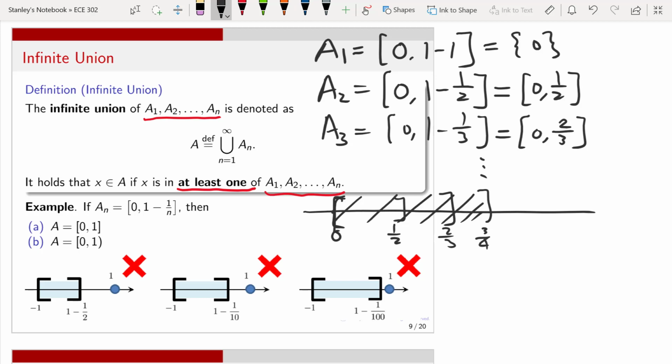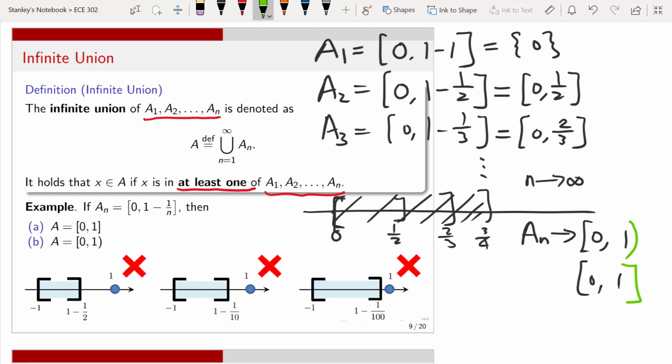Well, when n goes to infinity, then your set An is actually turning into 0, and then now this is certainly 1. Okay, now the question is, should this be an open bracket, or should this be a closed bracket? Because this last case seems to be the point of the tension.